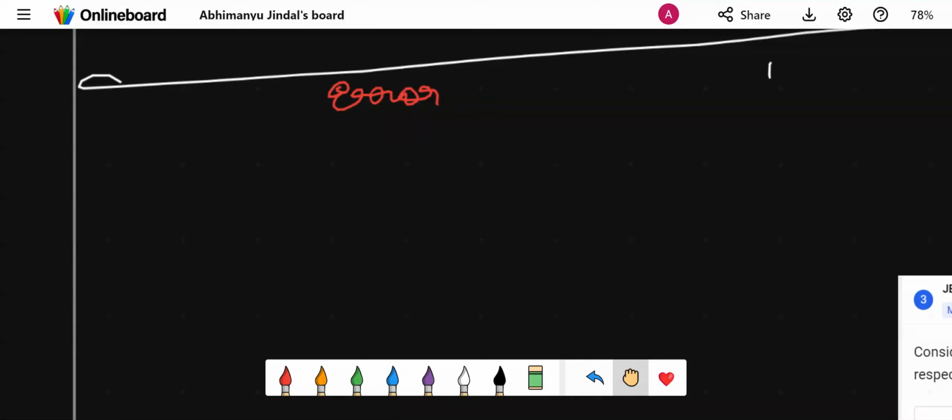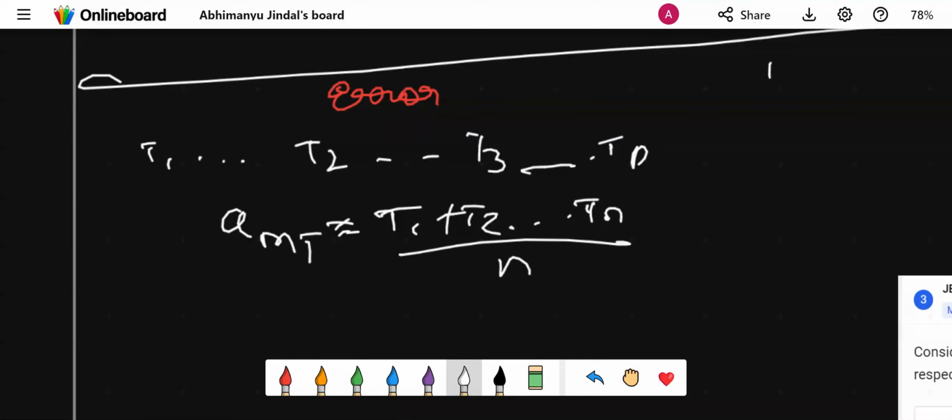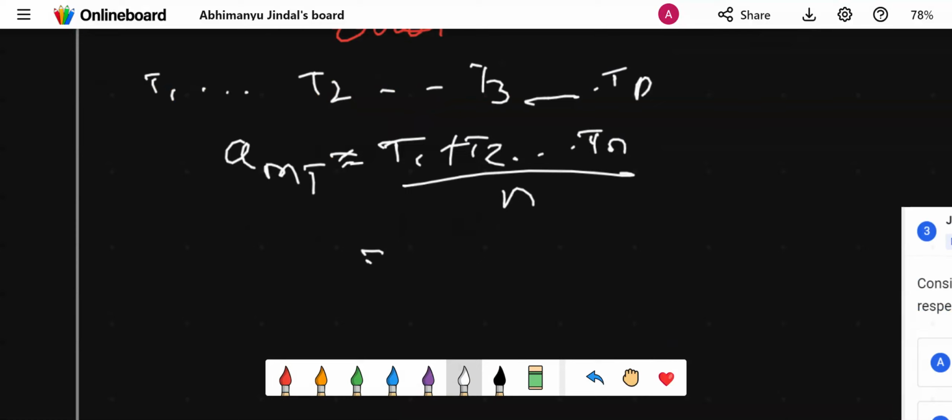So let T1, T2, T3, and so on, up to Tn be times taken in total experiments. So if AMT, the arithmetic mean of all the times taken, is T1 plus T2 up to Tn by n. So here this is the arithmetic mean and this is the true value right here. So T1 plus T2 plus Tn by n, where n is the number of experiments, the number of times recorded while doing experiments.